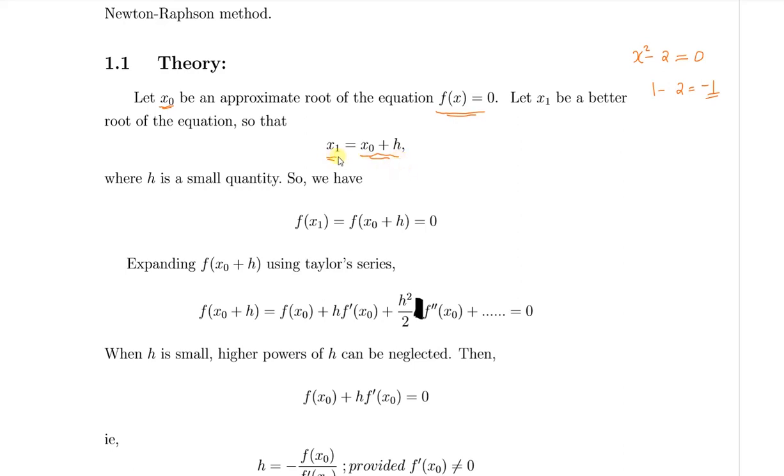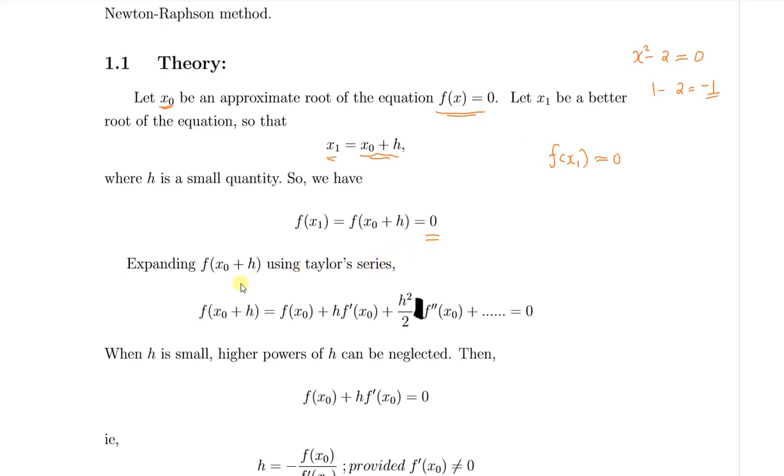If x1 is a better solution of this equation, then f of x1 will be closer to 0. Or we can take f of x1 is equal to 0, if the value of h we have chosen gives the exact solution. So we can take f of x1 is equal to f of x0 plus h is equal to 0. Actually, this is an approximation.